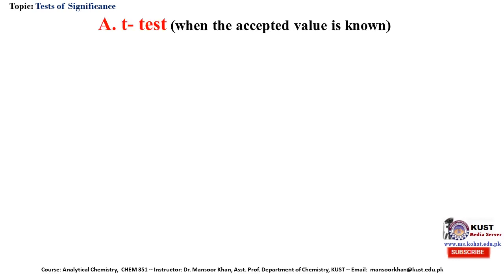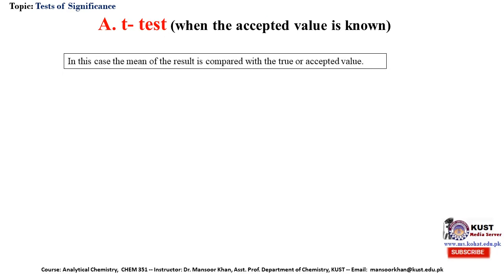So the first one is t-test when the accepted value is known. In this case, the mean of the result is compared with the true or accepted value. As the true value is present, it is easy to compare the mean of the result, the mean of the newly developed method, with the true value.